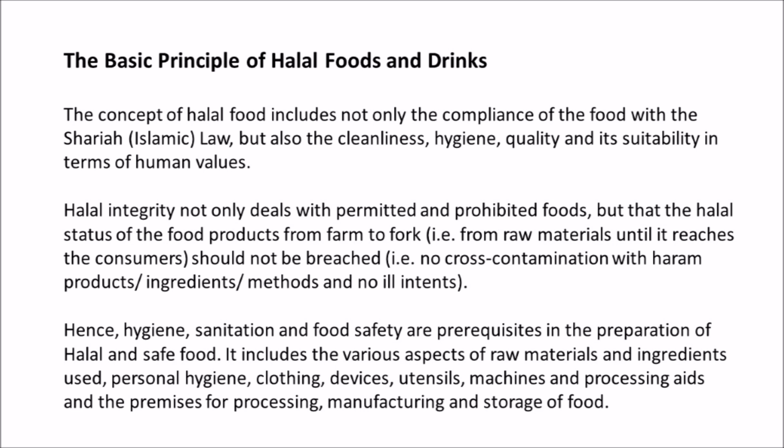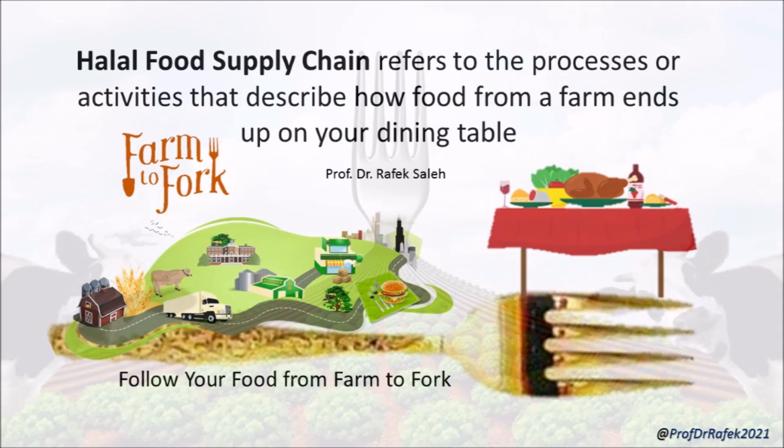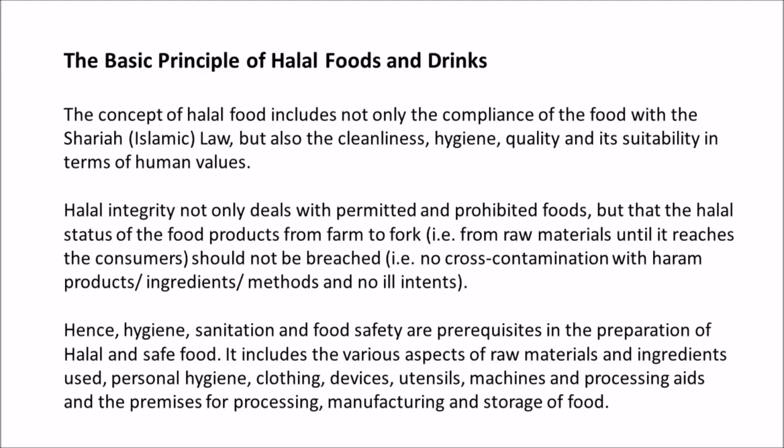It includes not only the compliance of food according to the Sharia law, but also science, food safety, hygiene, cleanliness, and so on. Halal integrity not only deals with permitted or prohibited foods, but that the halal status of the food product, from farm to fork, from sourcing of raw materials until it reaches the consumers, should not be breached. This is halal integrity. There is no cross-contamination with non-halal or haram products, ingredients or methods, and no ill intent. Hence, hygiene, sanitation and food safety are prerequisites.